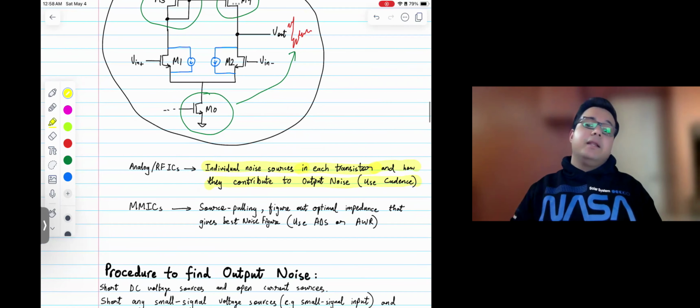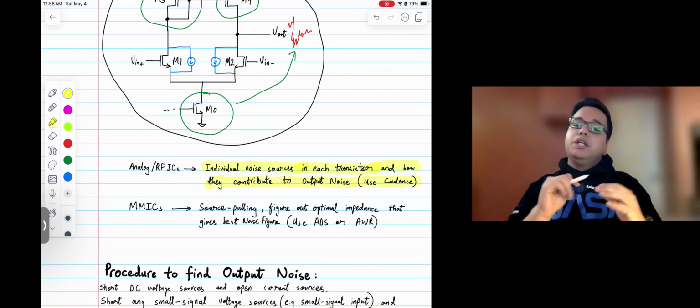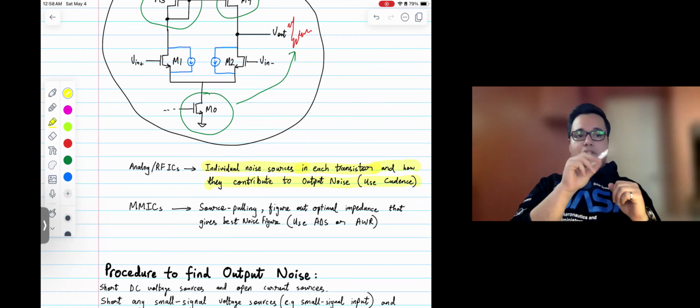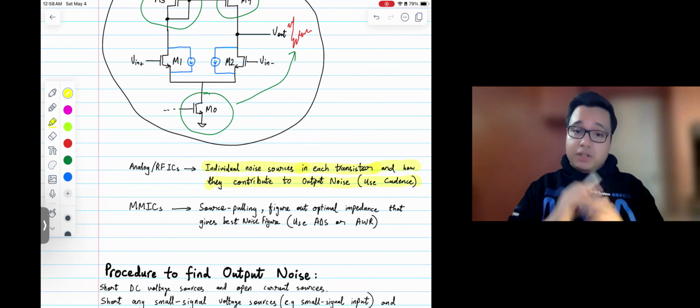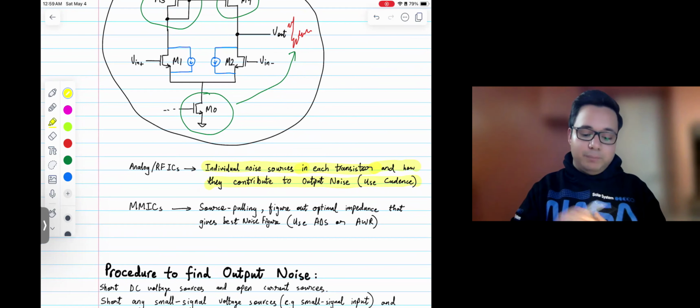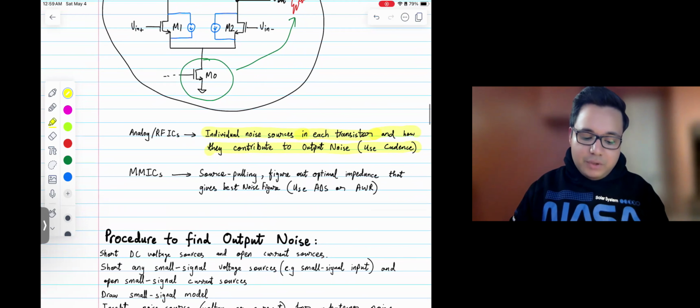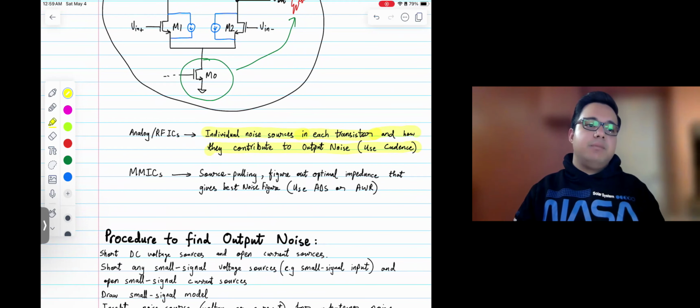In fact, in Cadence, there's a way to do the simulation, and it will tell you each component in your schematic and how much noise it contributes to the output. So that is possible, and you can search other YouTube videos to see how to do that sort of simulation. But my point is that noise analysis can be done in different ways. So this is just one of the ways.